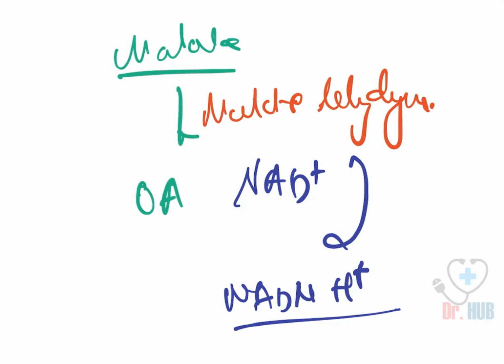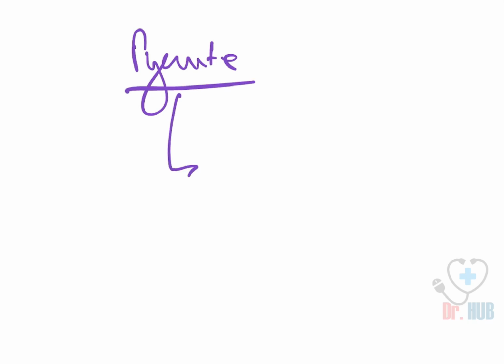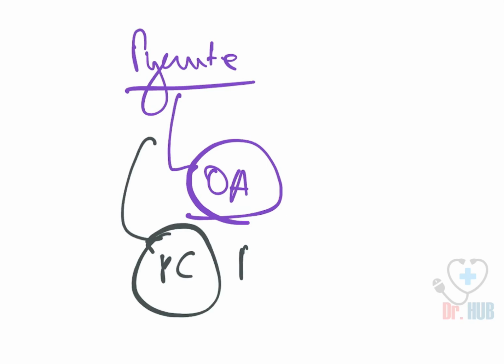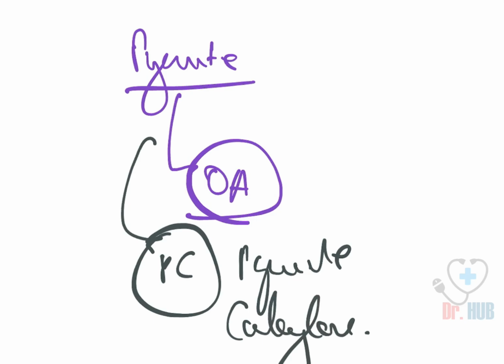Then moving on, there was another step, where it started with the pyruvate. The pyruvate directly goes on to the oxaloacetate. In this special step, it is in presence of PC, the pyruvate carboxylase. It requires HCO3 minus plus the ATP, which is converted to the ADP plus the Pi.